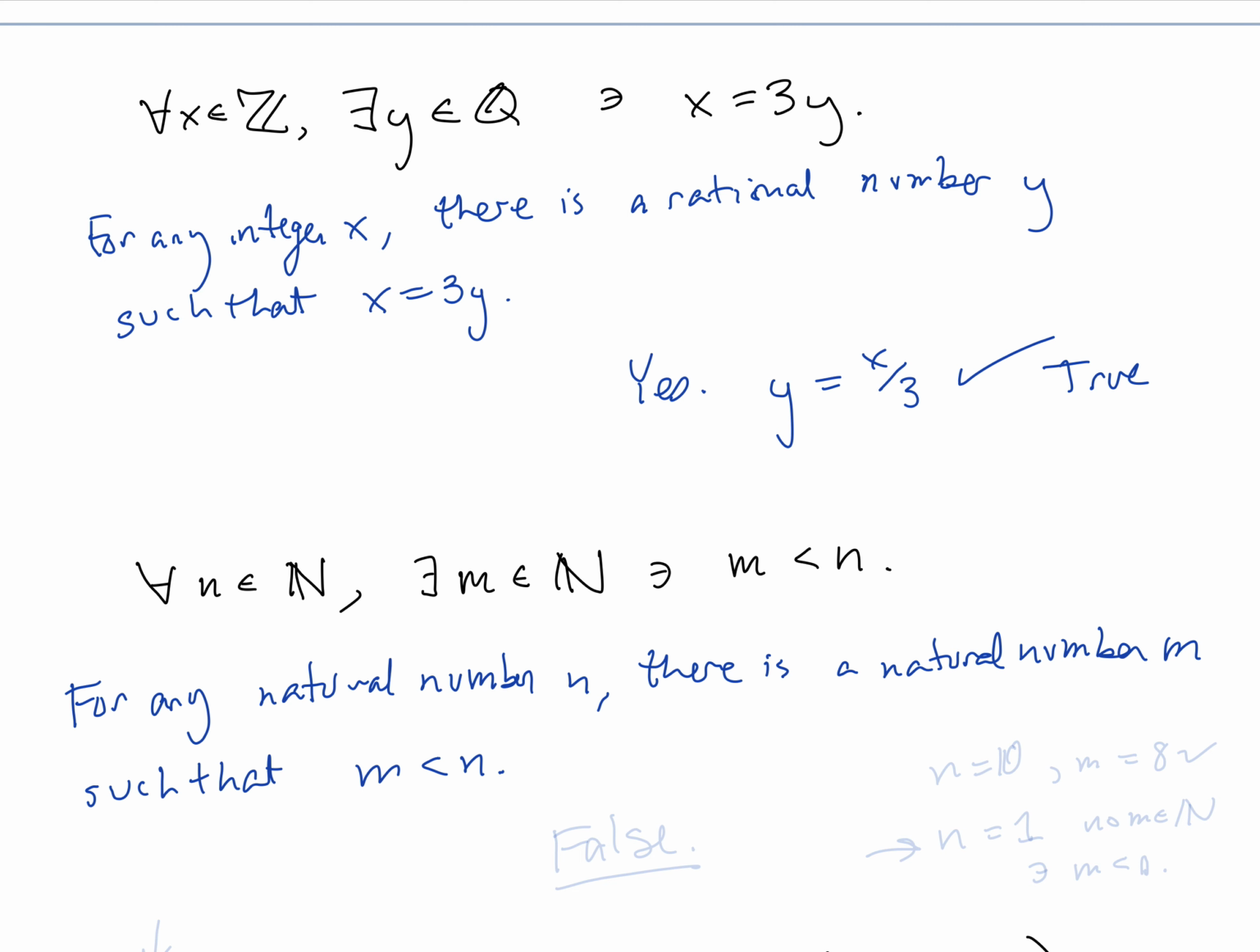Let's see. So if n is 10, then yeah, that's true because we could say m is 8. Okay, great. But what if n is 1? That's a natural number. Now there is no m in the natural numbers such that m is less than n. So it's false in this one case. That means this entire statement is false. It is not true that for any natural number n, there is a natural number m such that m is less than n, because, here's my example, n is a natural number such that this is not true. So this overall statement is false.